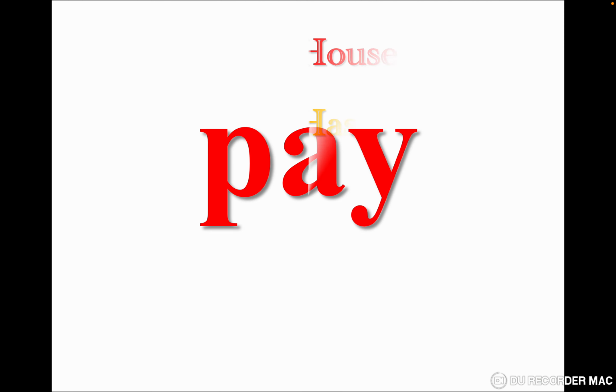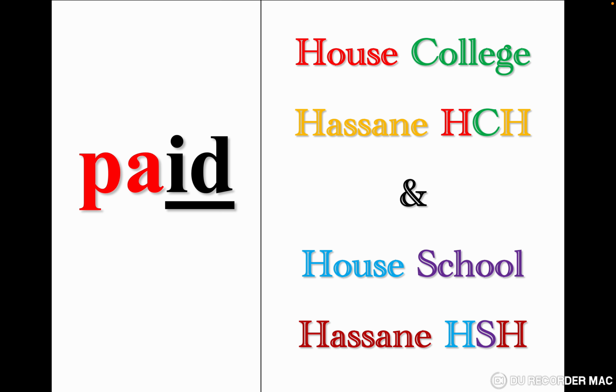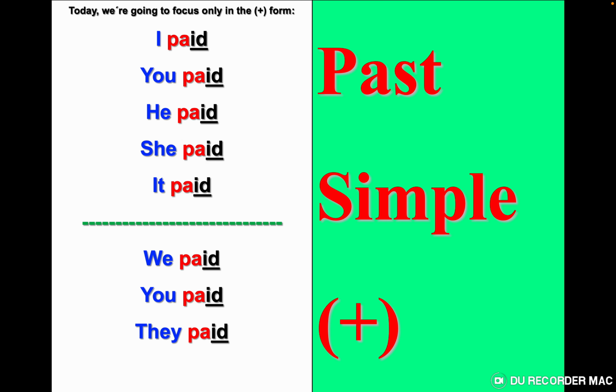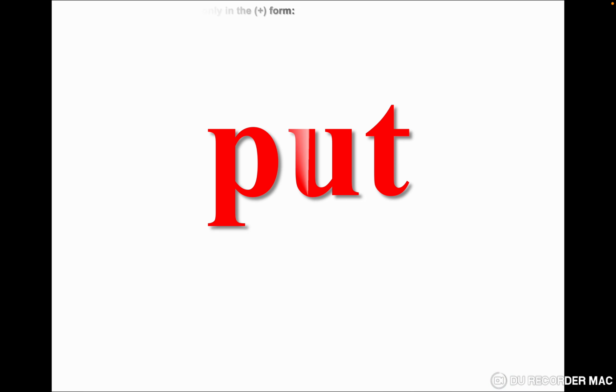Pay. So this verb, we are going to change Y to ID, but we pronounce it paid. I paid, you paid, he paid, she paid, it paid, we paid, you paid, they paid.